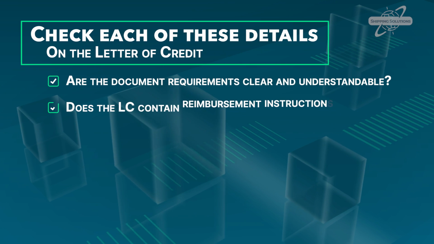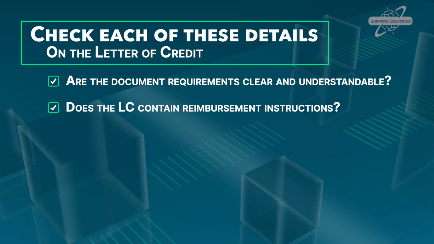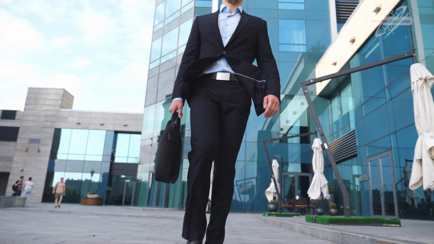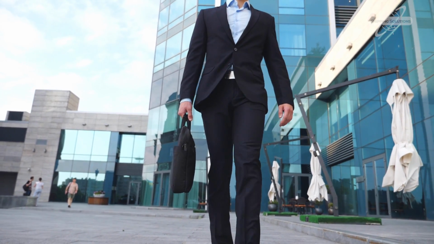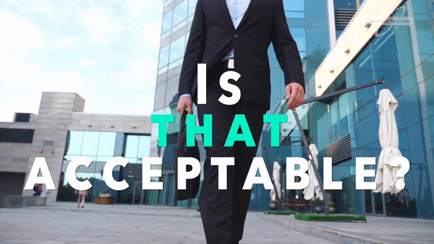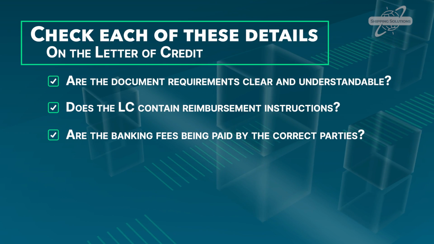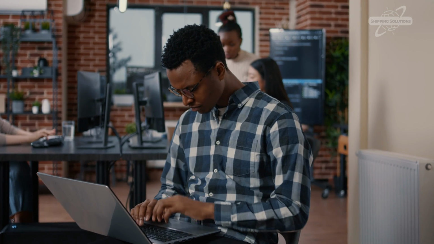Does the LC contain reimbursement instructions? If not, payment won't be made before documents arrive at the issuing bank's counters, unless your bank will make special arrangements. Is that acceptable? Are the banking fees being paid by the correct parties? It is very common for the buyer and seller to pay their own bank fees. Ensure this is what's been agreed to and that it is clearly stated in the LC.